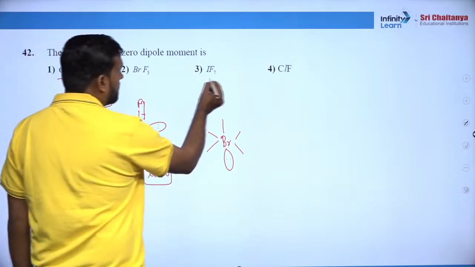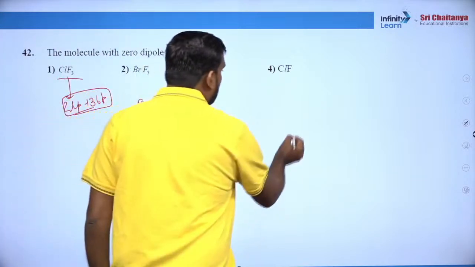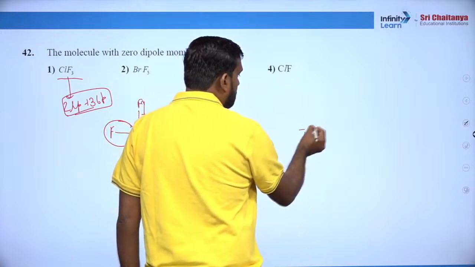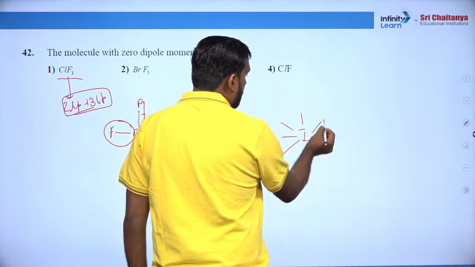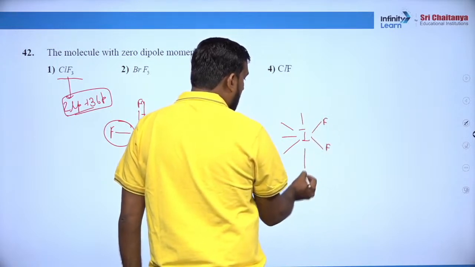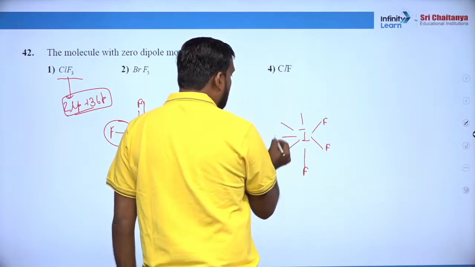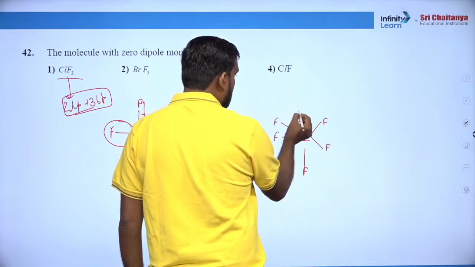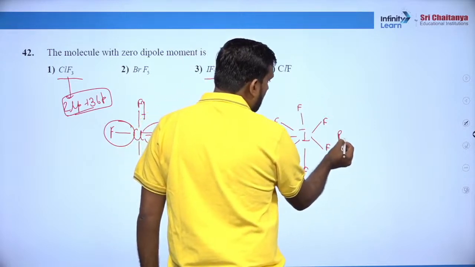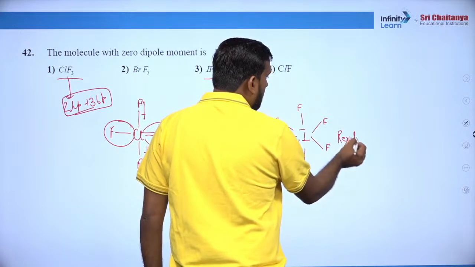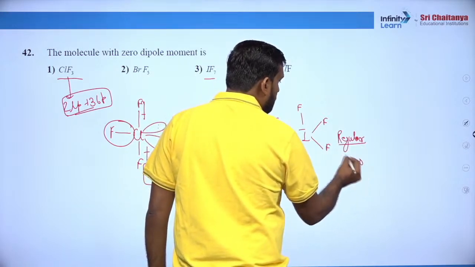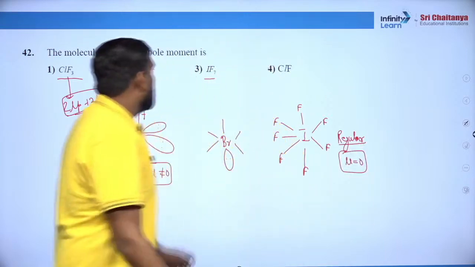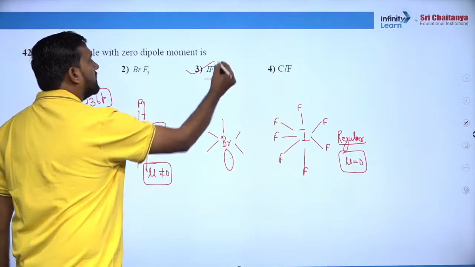Going for the next, IF7. If you go for the IF7 structure, it will look something like this. I is there, and then the 7 bonds are there. No lone pair, and all of them are placed in a regular geometry. And if the geometry is regular, we know that for all the regular geometries, mu is always equal to 0. The dipole moment is 0. So the correct answer will be option number 3.